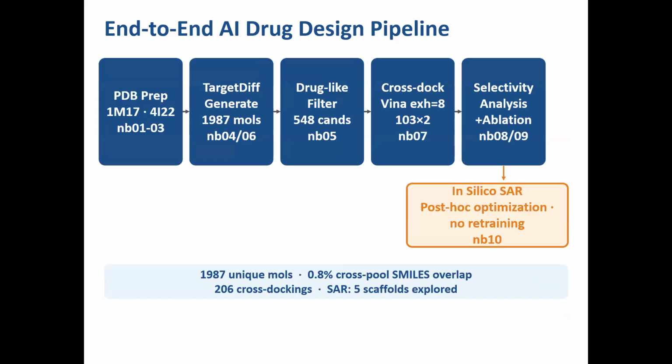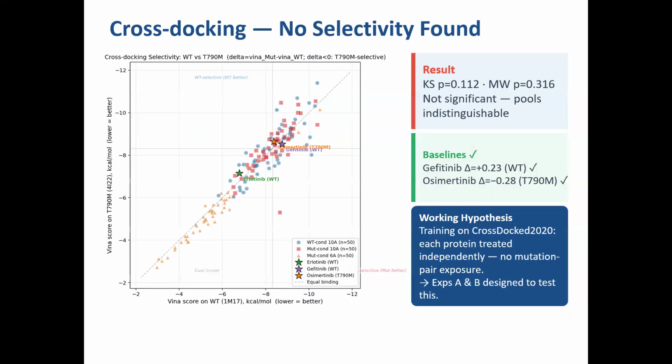Here's the pipeline. Ten notebooks end-to-end. With crystal structures in, TargetDiff generates nearly 1,000 molecules per pocket. Then drug-likeness filter, cross-docking, ablation experiments, and SAR optimization.